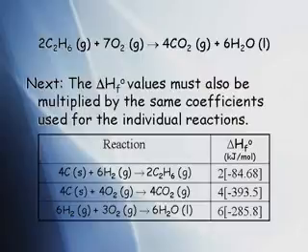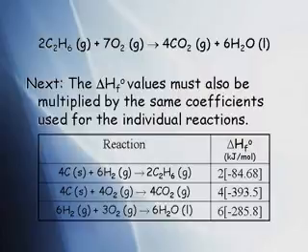These enthalpies have stoichiometric qualities to them. What's meant by that is if you multiply the reactions by a coefficient, you also have to multiply the delta H, or the enthalpy of formation, by that same coefficient.